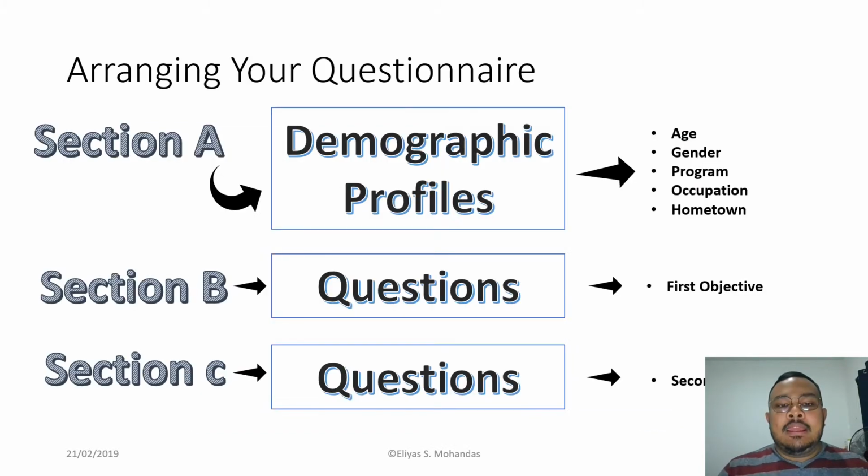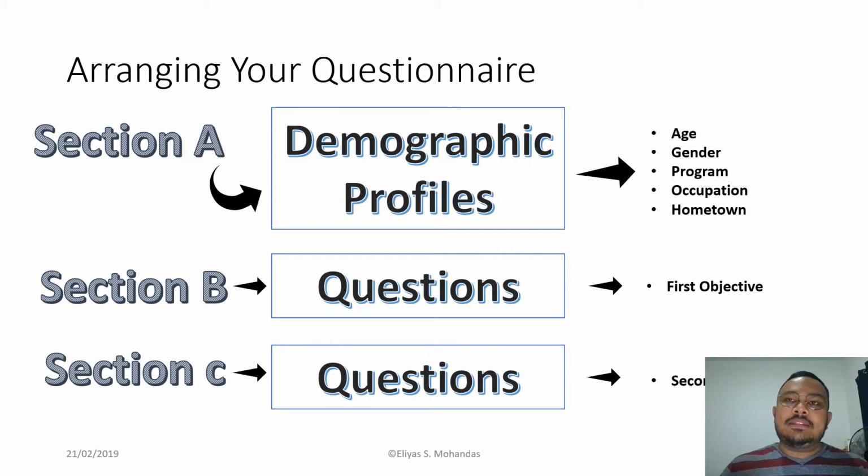Okay. Now, for EWC 661, this is how I want you to arrange your questionnaire. You divide the questions into different sections. Section A is normally what we call demographic profiles, where you ask for their age, gender, program, occupation, hometown.